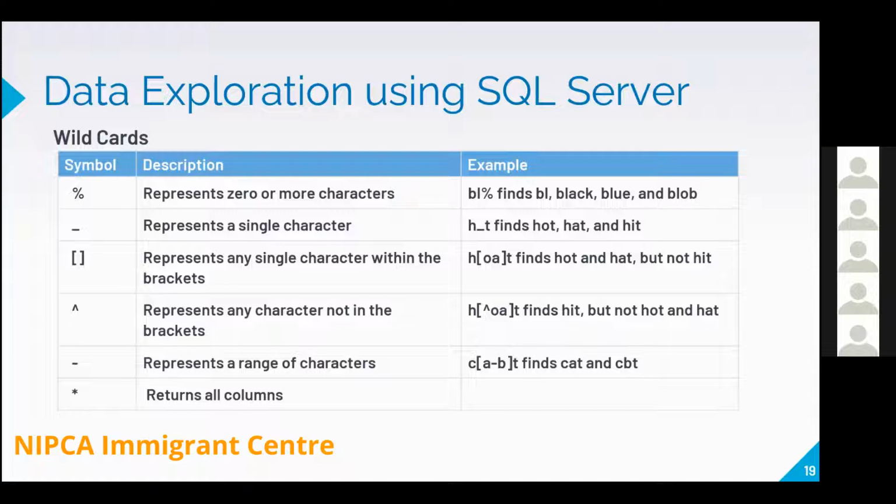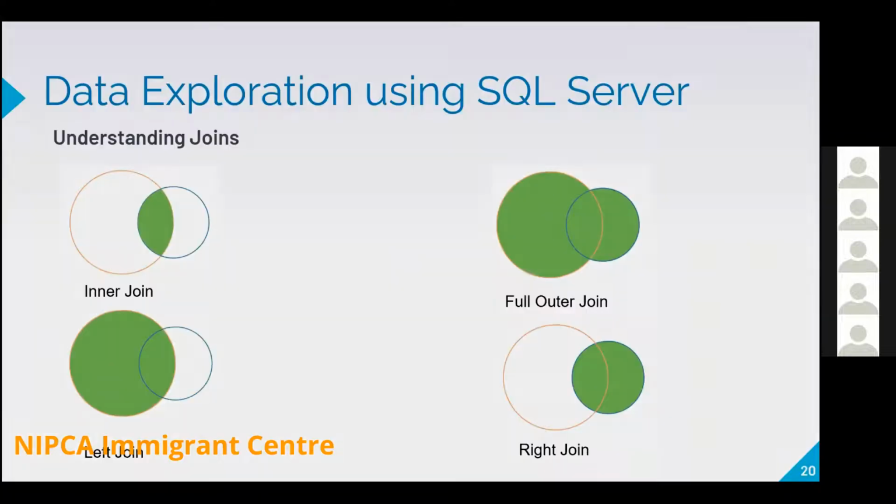because we don't have I within the square bracket. Then the caret sign basically negates the values in the brackets. So if I have a caret sign, then it's going to find heat, but it will not find hot or hat. So it's more like mutually exclusive with the previous one. Then the hyphen represents a range within the square bracket. So if you have A to Z there, then it's going to pick any character between A and Z. And then the asterisk returns all columns.